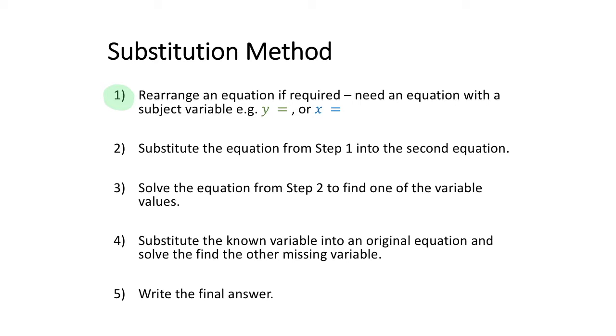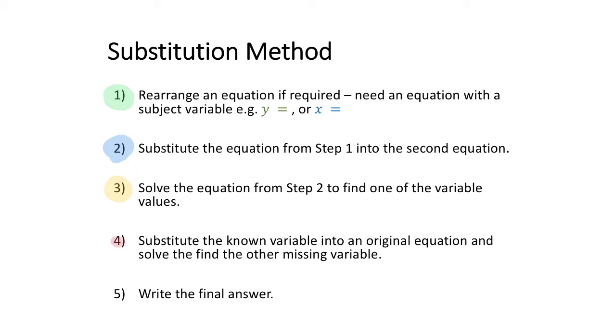The second step is then to substitute that equation from step 1 that has the variable as the subject into the second equation to form a new equation. The next step is then to solve that new equation formed in step 2, and that will allow you to identify one of the variables. So if we're looking at x and y, you might find an x value by solving that equation.